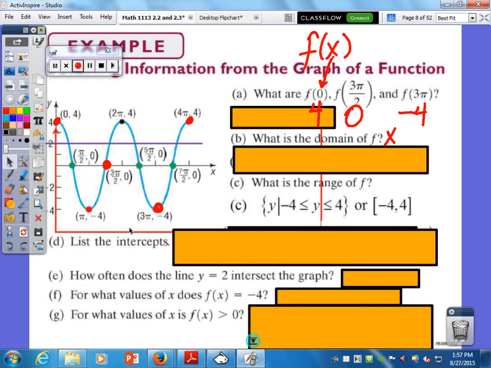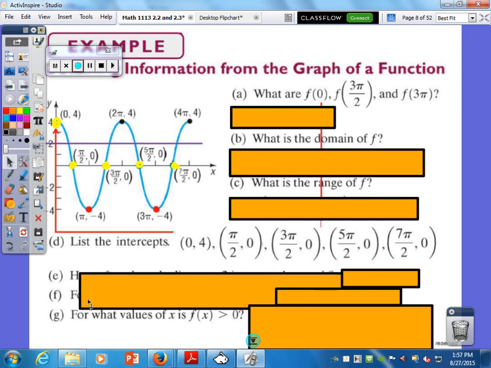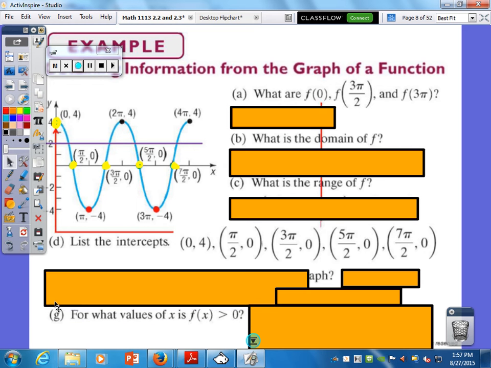Now it asks us to list the intercepts. If you're given a graph, I'm pretty sure that you guys are fairly comfortable with being able to list the intercepts. We're looking for where does it cross the y-axis, and then where does it cross the x-axis. So it's got 4 places that it crosses the x-axis. You would list them out. And it's got 1 place that it touches the y-axis. So it has them listed out here.